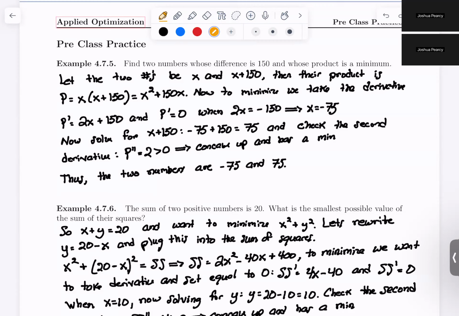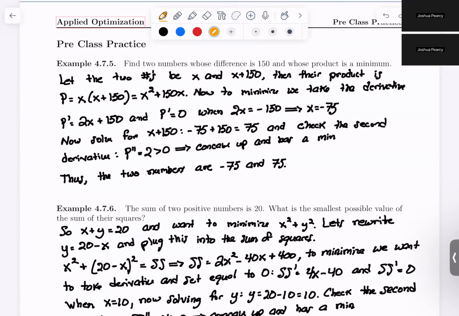So now I know what this first number x is here. It's negative 75. So I can solve for x plus 150 by just taking negative 75 and adding 150 to that. And if I do that, it equals 75, right? So now I know the two numbers, negative 75 and 75.